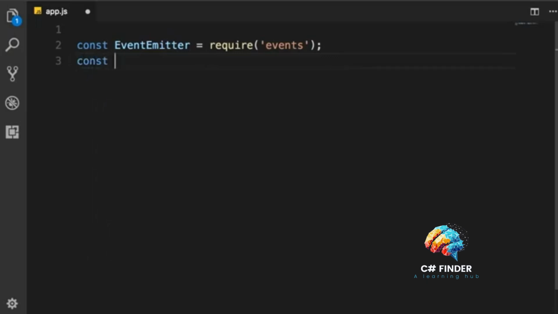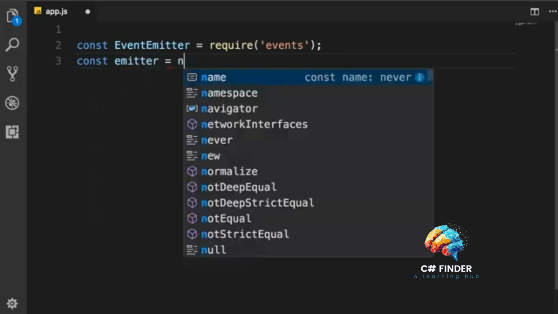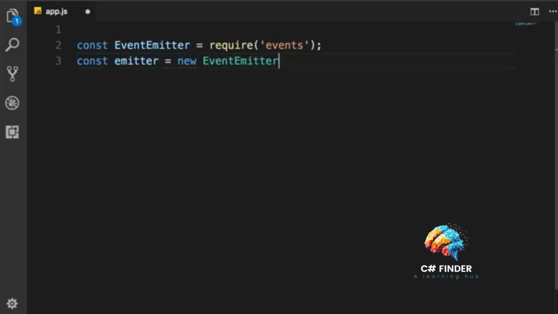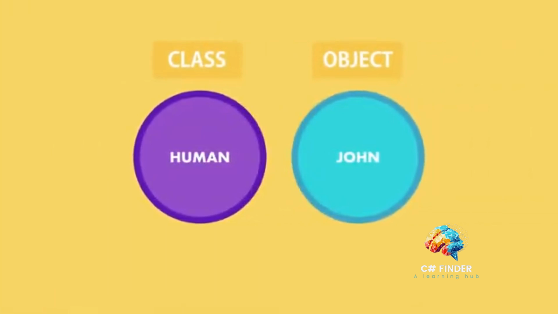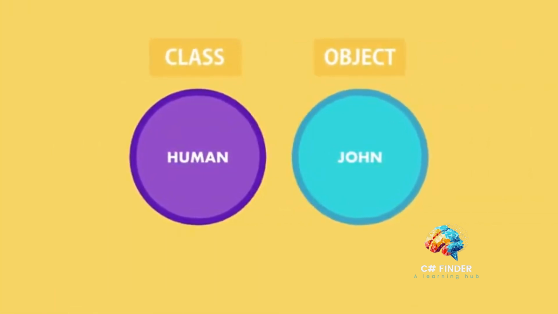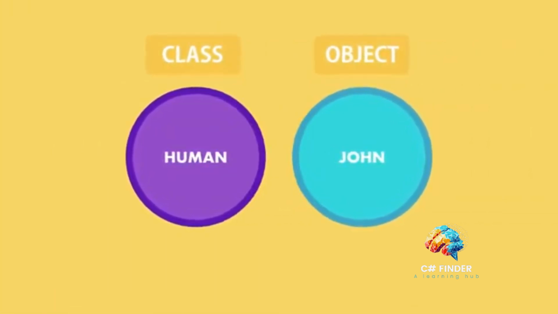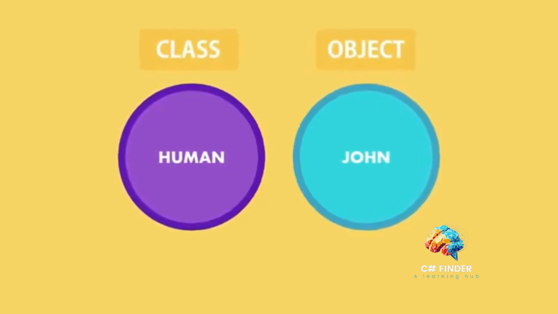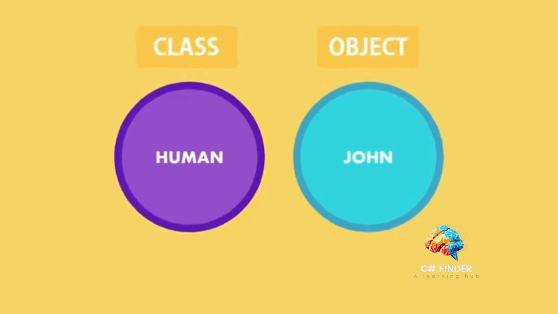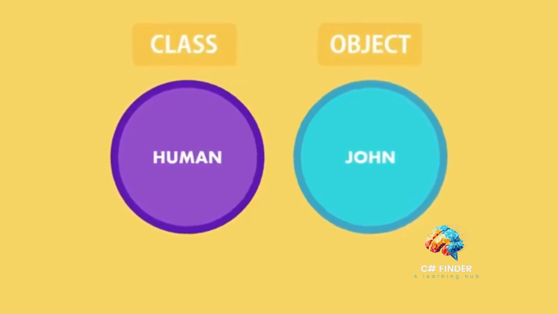So const emitter, we set this to new EventEmitter. So here, this emitter is an object. In case you don't know the difference between a class and an object, let me give you a metaphor. A class is like human, and an object is like an actual person, like John, Mary, and so on. So a class defines the properties and behavior of a concept, like a human, but an object is an actual instance of that class, okay?